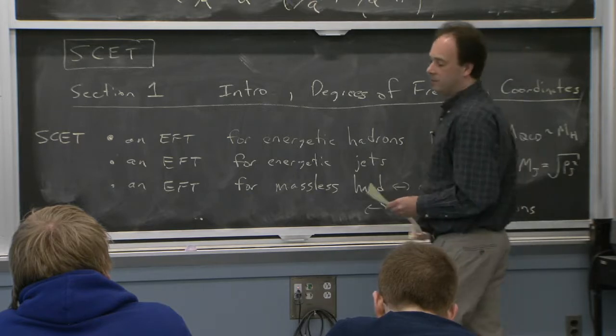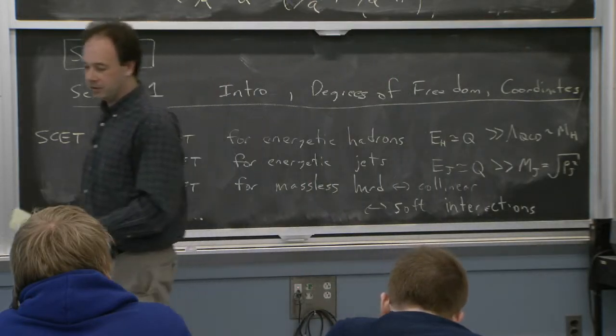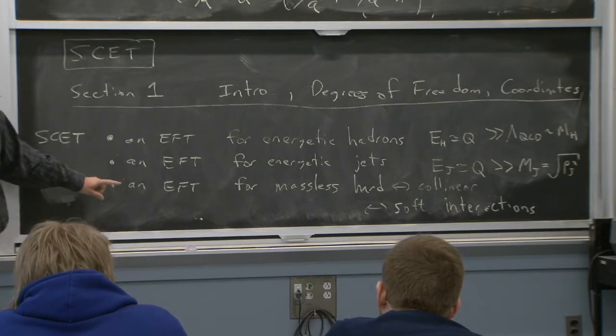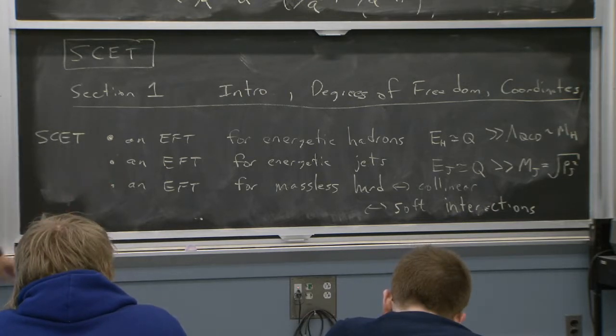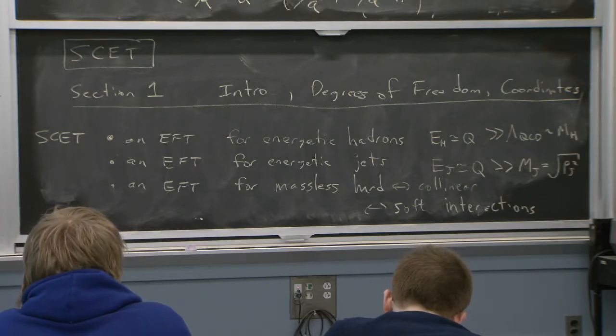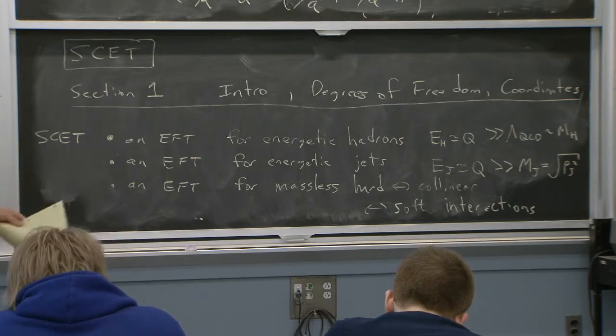So we've met several different examples of effective field theories so far in the course. Some of them were bottom-up, some of them were top-down. This is going to be a top-down effective field theory, just like HQET was a top-down effective field theory. So we'll be able to start with the QCD Lagrangian and derive this theory by taking certain limits. And that's what we'll do.